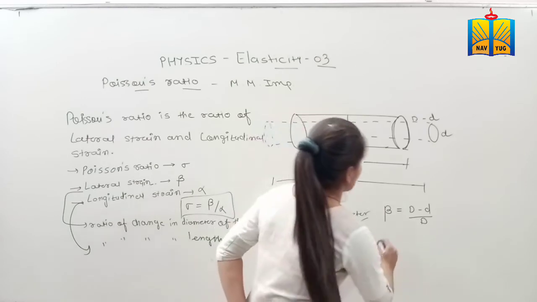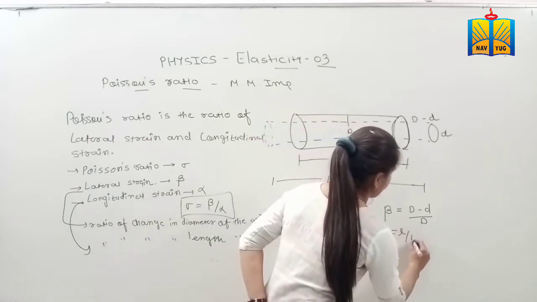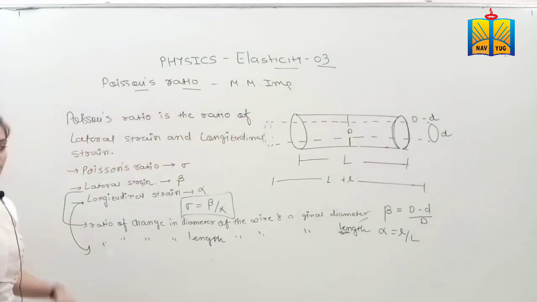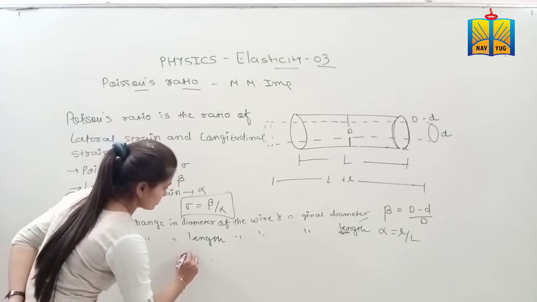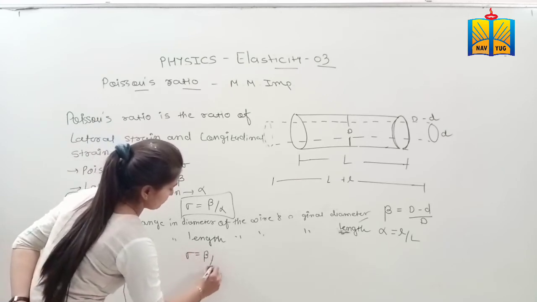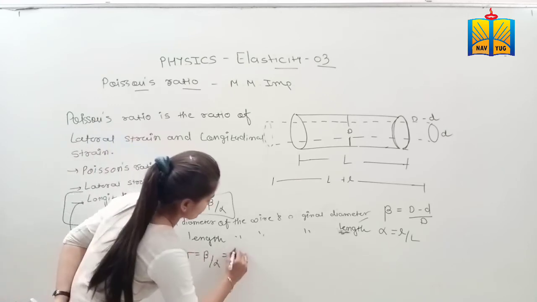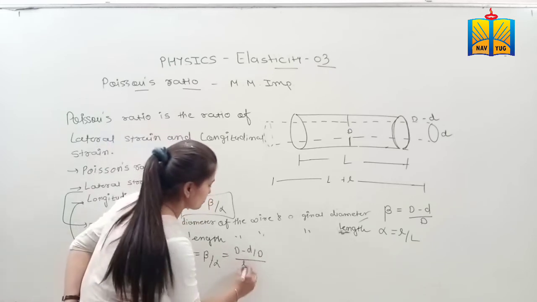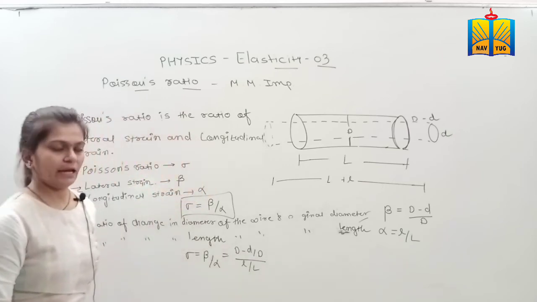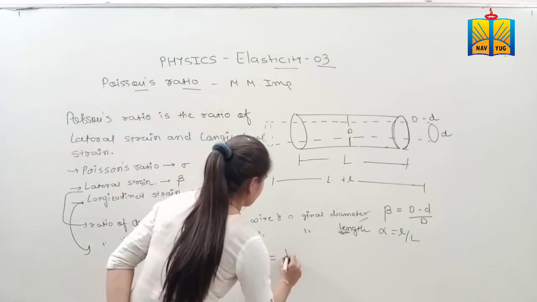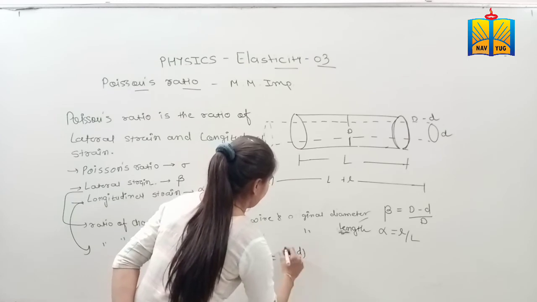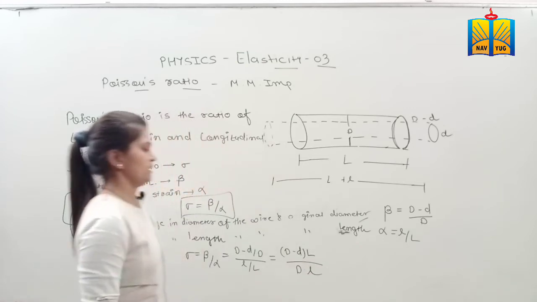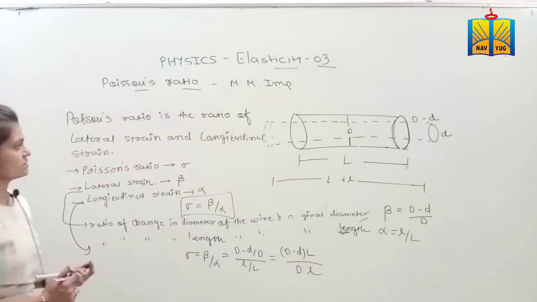Okay, and that is alpha. The equation of alpha is simply small l upon capital L. Now the Poisson's ratio: sigma is equal to beta upon alpha, which is equal to (D minus small d) upon capital D, divided by small l upon capital L. So we can say (D minus d) into L upon D into l. This is the equation of Poisson's ratio.